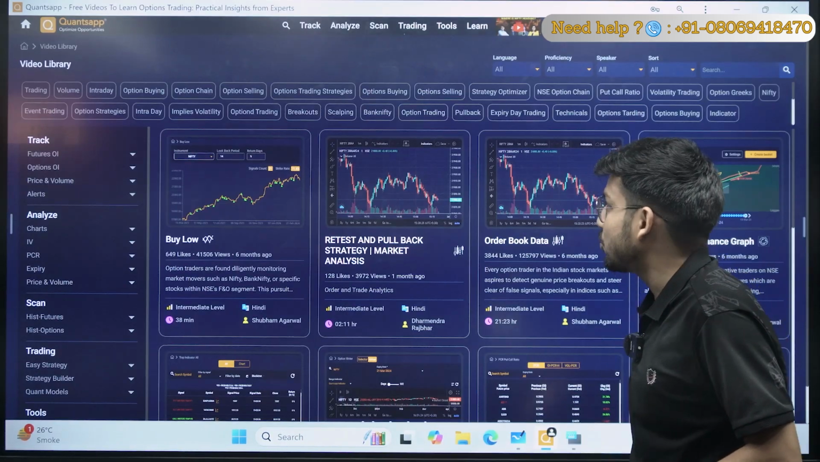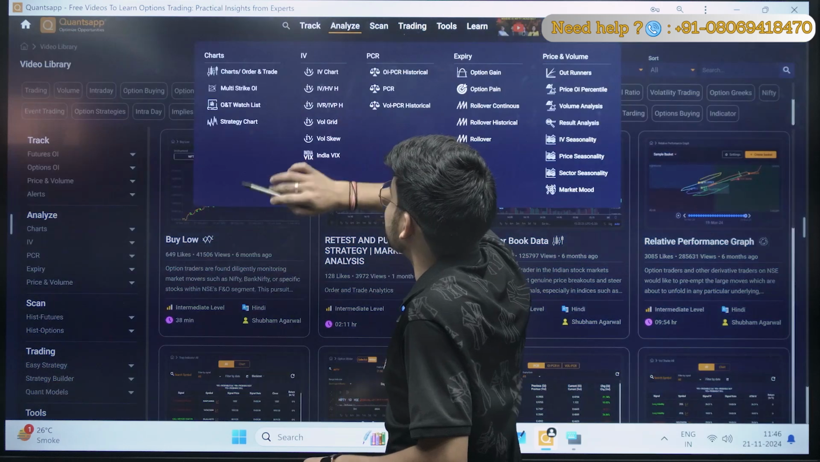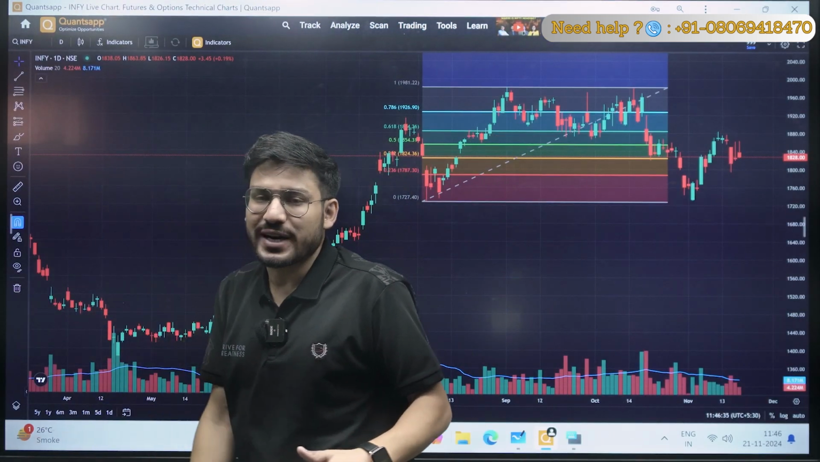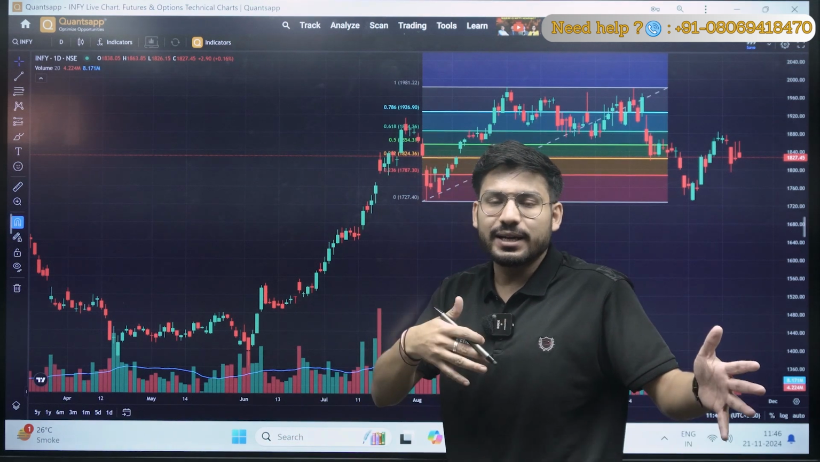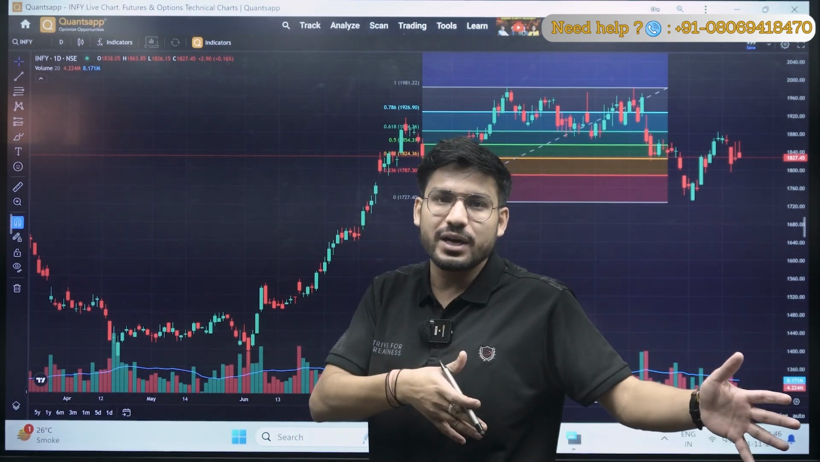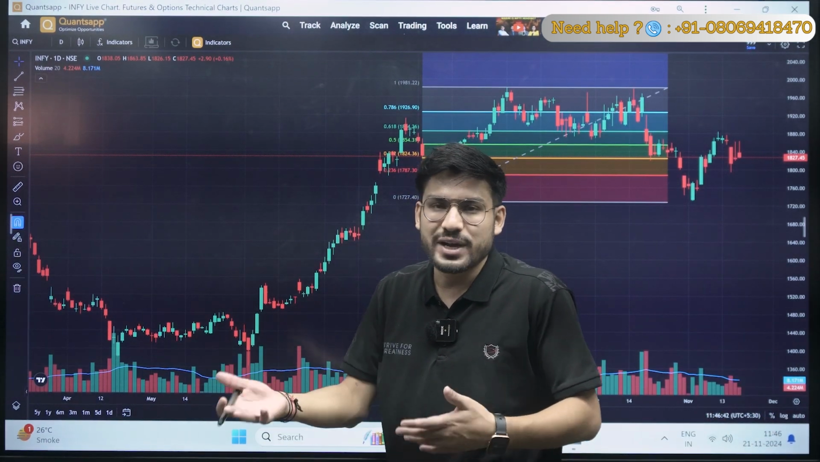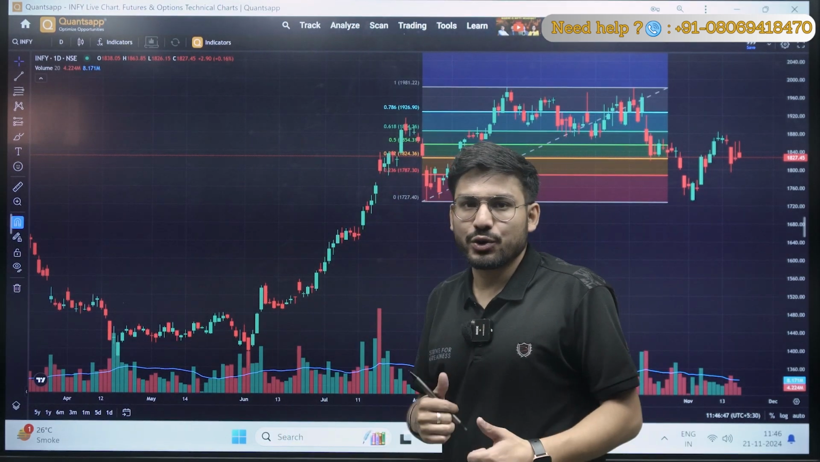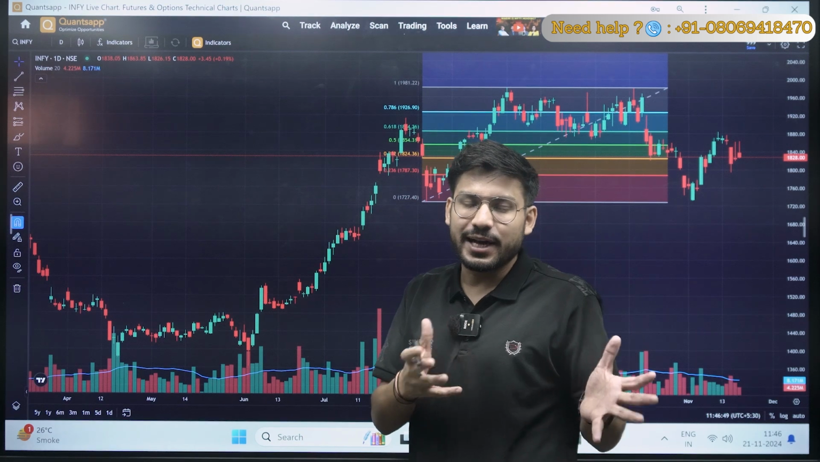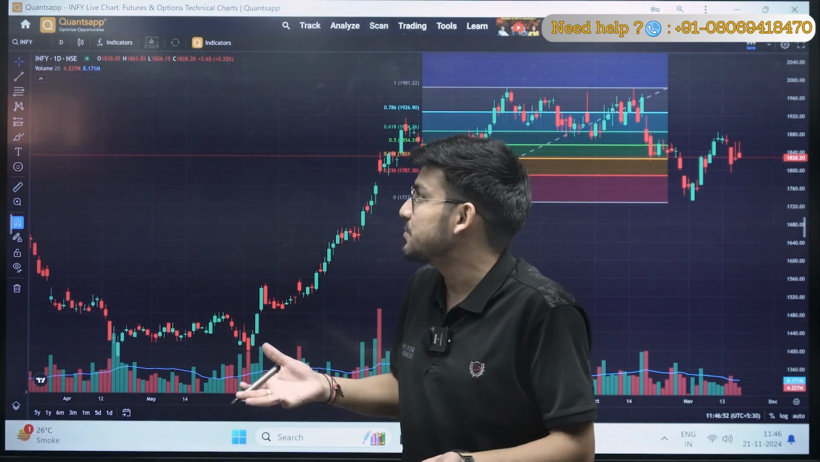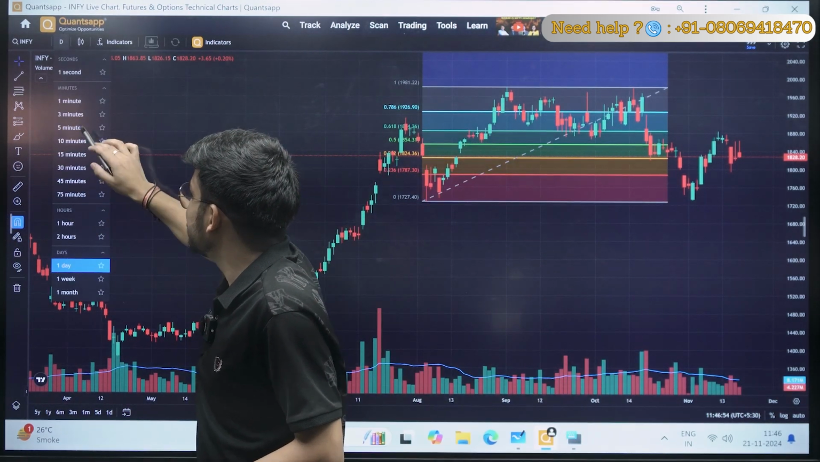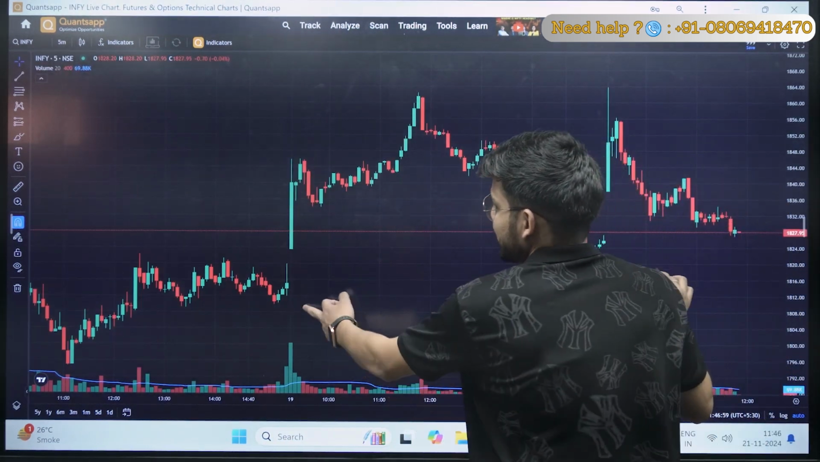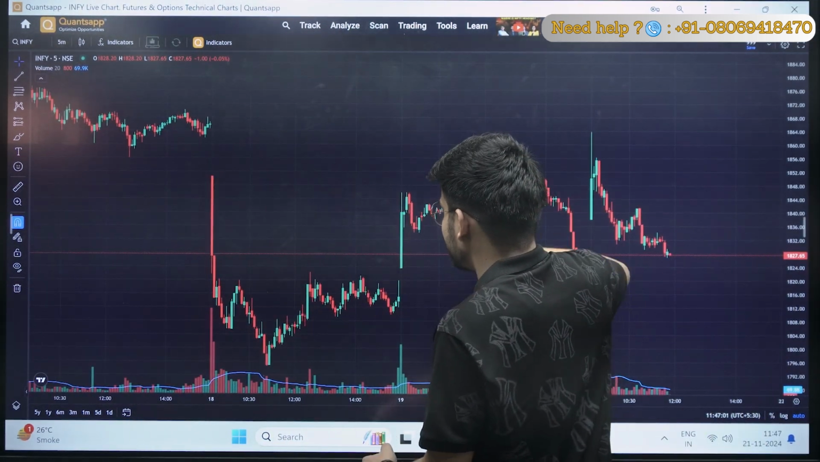So for that I am going into the Quantsapp application, in the analyze section, charts, trade and order. I can use this strategy in multiple time frames. I can choose the intraday time frame as well, and I can choose the swing trading time frame as well. For now I am using just 5 minutes. Let's see, you can see this is the point of time.